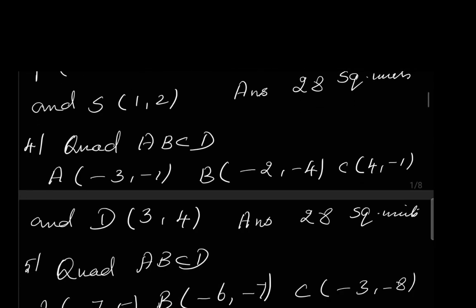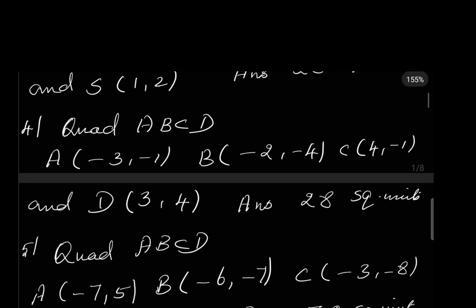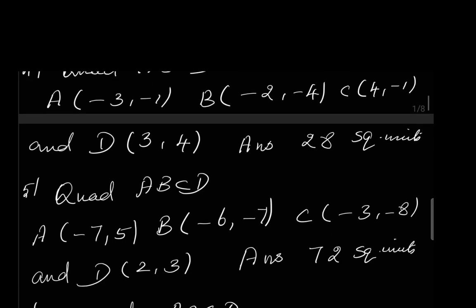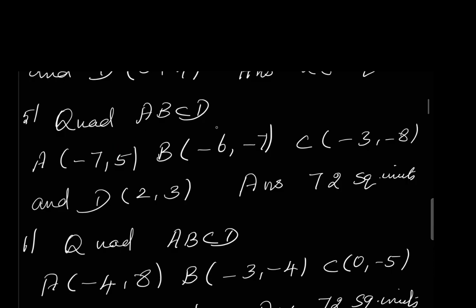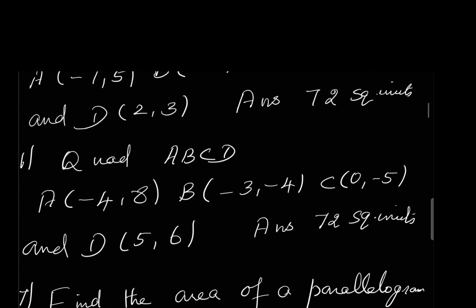Next question, same. Find the area of the quadrilateral ABCD. Vertex A, vertex B, vertex C, vertex D is given. Answer for this question is 28 square units. Then the next question, quadrilateral ABCD. A is (-7, 5) and B is (-6, -7). C is (-3, -8) and D is (2, 3). Answer for this question is 72 square units.